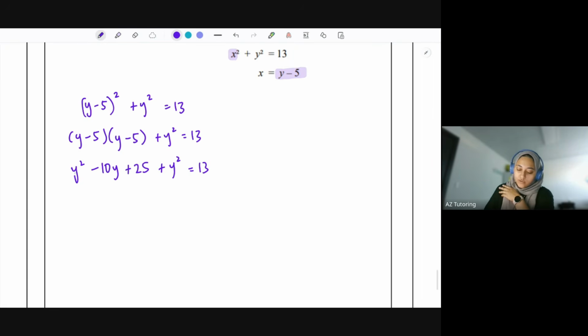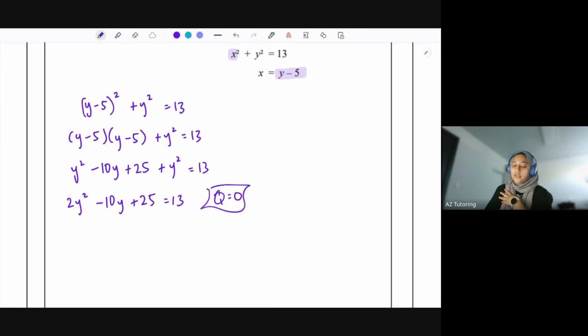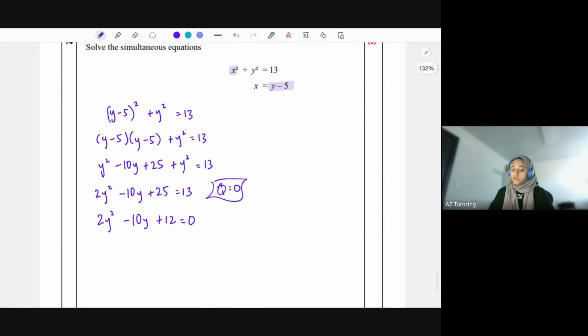Let's collect like terms. We've got y squared and y squared, which is 2y squared, minus 10y plus 25 equals 13. Because we've got a quadratic, something y squared, something y, and a number, we have to make it equal to 0. So I'm going to bring the 13 on the right-hand side over to the left-hand side. So I get 2y squared minus 10y, and then 25 minus 13 gives me 12, and that equals 0. So this is what I'm solving.